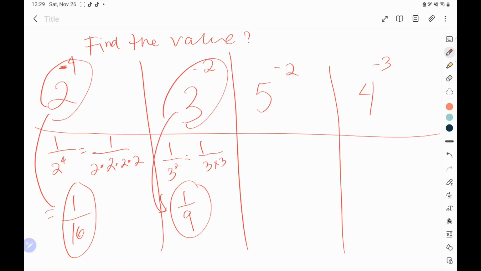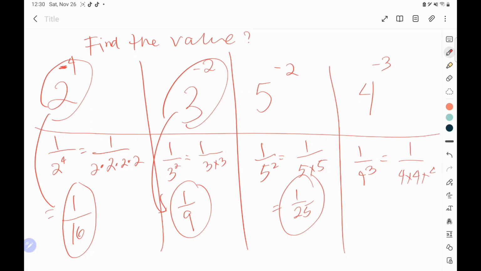Alright, so we have 5 to the power of negative 2. We need to change the exponent into a positive exponent, so it becomes 1 over 5 squared, and that becomes 1 over 5 times 5, which is 1 over 25. Then we have 4 to the power of negative 3, which becomes 1 over 4 times 4 times 4, and then 1 over 64. That is our answer for this one.